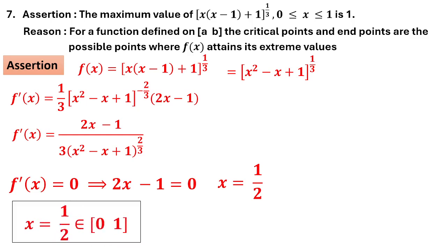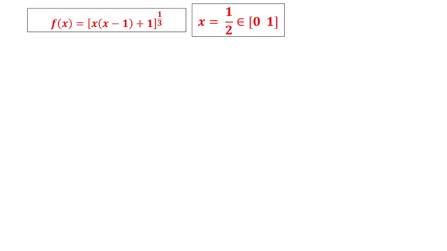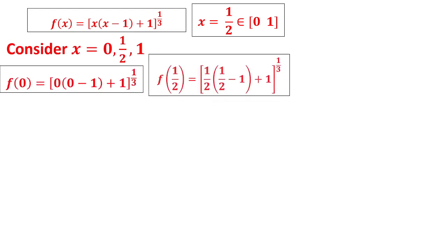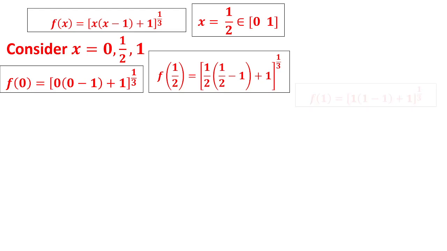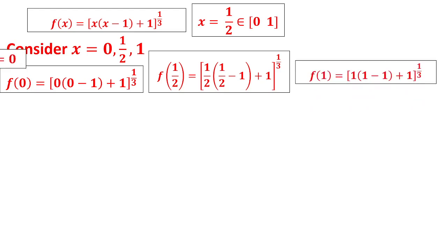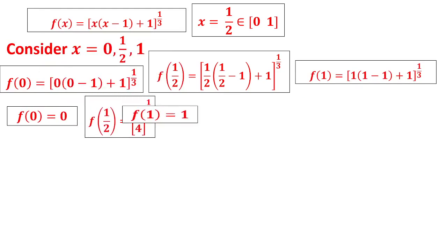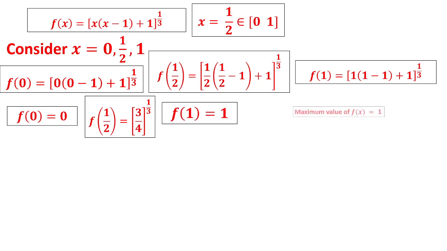All of you know how to get the maximum point. The closed interval 0 to 1 is given. Therefore, we have to consider the endpoints and the critical points, and we have to check the value of the function at these points. I am finding the value of the function at 0, 1 by 2 and 1. F of 0 is 0. F of half is 3 by 4 whole power 1 by 3. And f of 1 is 1.